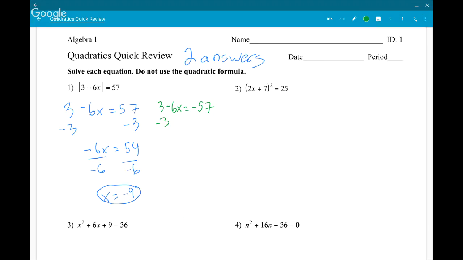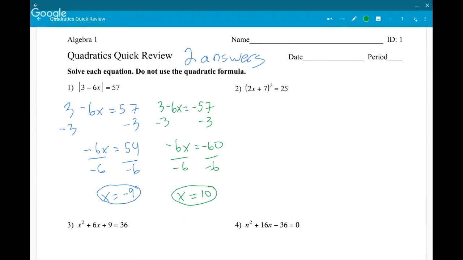Subtract 3 from both sides, and divide by negative 6. And my second answer, I get x equals 10. You could plug both of those answers back in and check if you really wanted to, but in the end, that's how we get our two answers there.